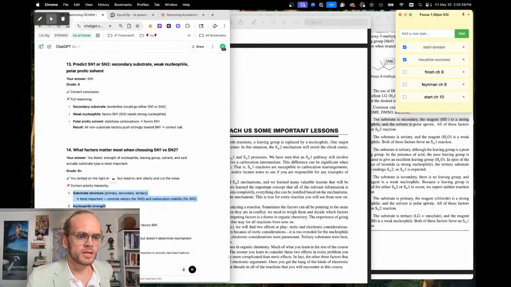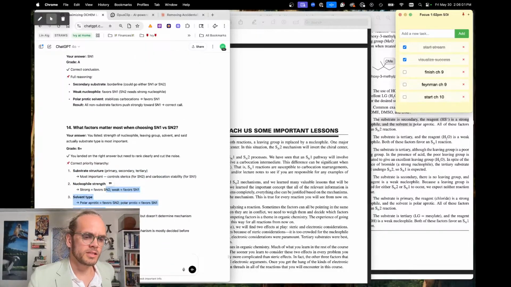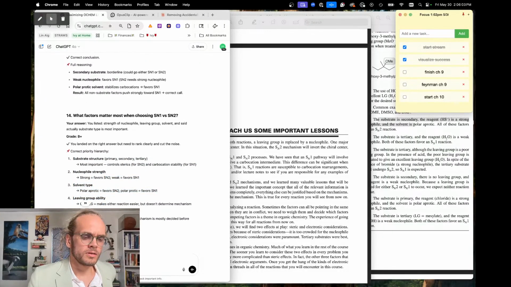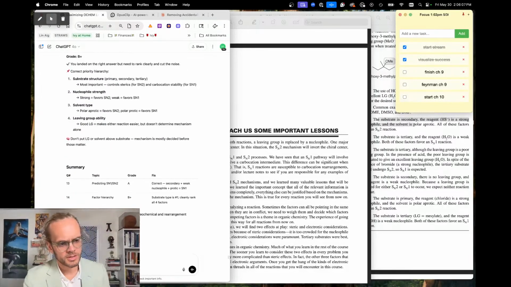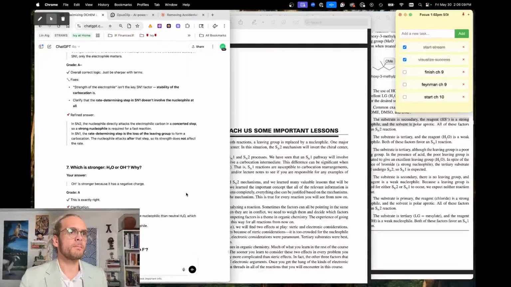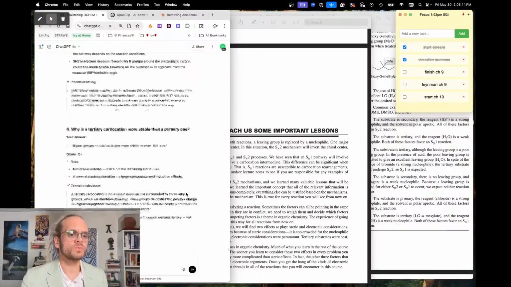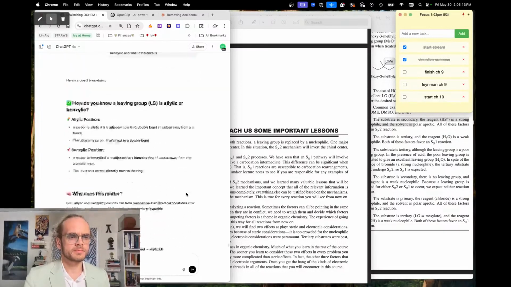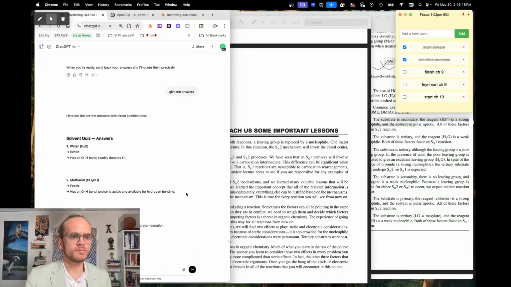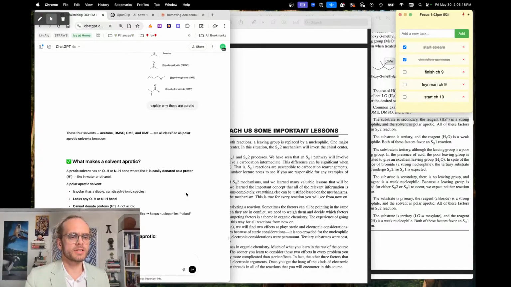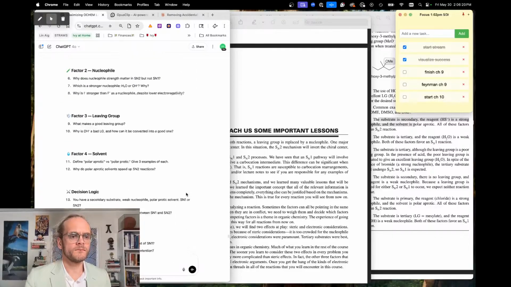Substrate structure, then nucleophile strength, then solvent type, then leaving group ability. Don't put leaving groups or solvent above substrate. Yeah, I didn't mean to. That's fine though. Let's go to number 15. I want to answer the rest of them in this one prompt.